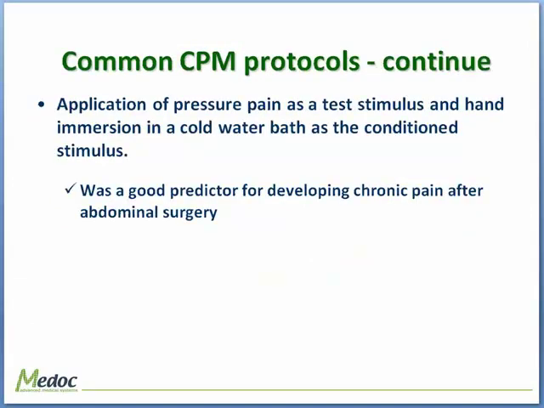Yeah, so the next protocol is another frequent protocol that relates to the use of pressure pain. It's usually algometer pain, or something that uses a cuff, like a blood pressure cuff, as a test stimulus, together with hand immersion in cold water, for example. Not everybody immerses the hand in hot water; some groups prefer to use cold, noxious water. This protocol was used and showed clinical relevance in predicting chronic pain after abdominal surgery, for example.